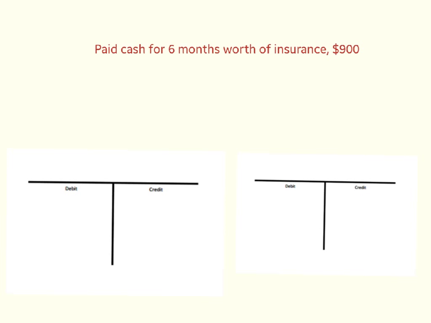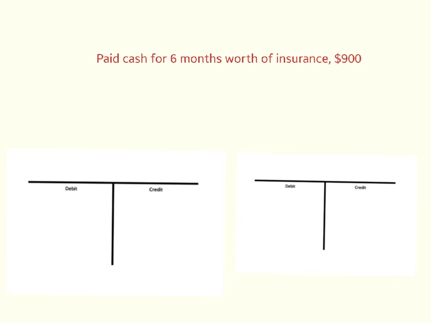Okay, looking at this one, I know you guys got this. All right, so we look for keywords, right? Paid. Now we look for the accounts that are affected. Cash. 6 months worth of insurance. What are our two accounts? Cash. Because it's 6 months worth of insurance, you're right. Prepaid insurance is our next T account that we have to make.